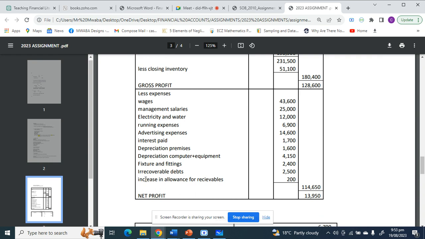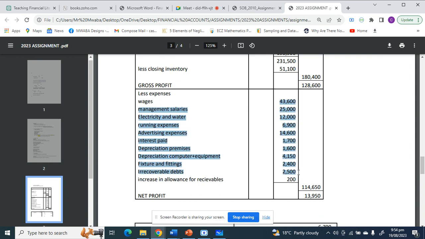We also have an increase in the allowance for receivables. Also, we had to calculate this. So it's 200. If there was a decrease in the allowance for receivables, you would have added it to gross profit here. But since it was an increase, we treat it as an expense. Because an increase in the allowance means that the money which we're expecting we might not get has actually increased by 200 kwacha. So that's treated as a loss which we are foreseeing, which can be treated as an expense.